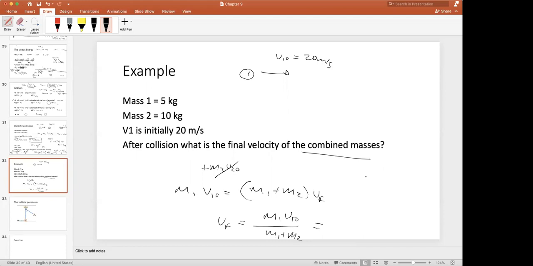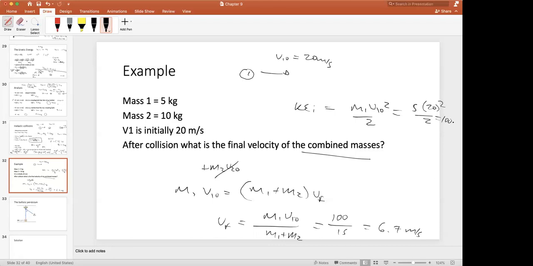m1 is 5, v initial is 20, so this is 100. m2 is 10, and 5 plus 10 is 15. What is 100 divided by 15? 100 divided by 15 is 6.7 meters per second. And if we look at the kinetic energy, the initial kinetic energy was m1 v1 initial squared over 2. That is 5 times 20 squared over 2. 20 squared is 400, so this is 5 times 200.